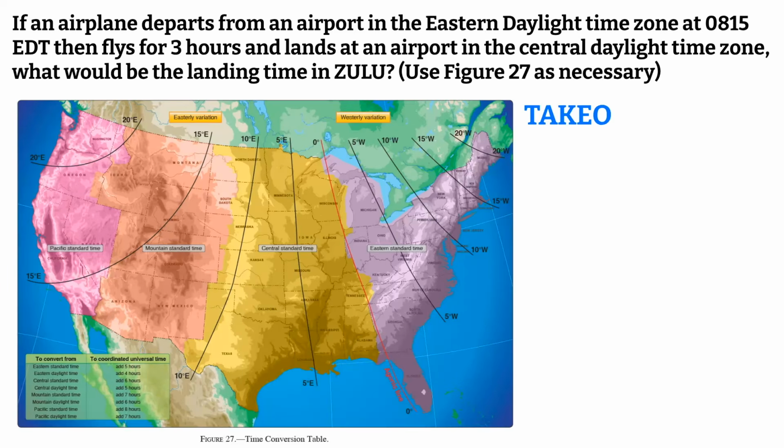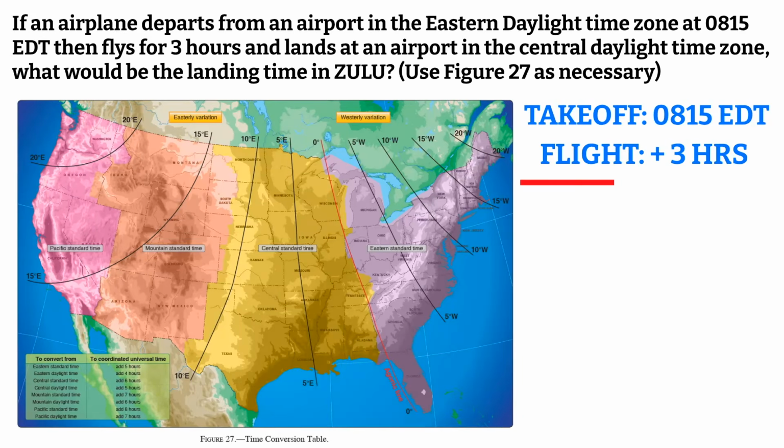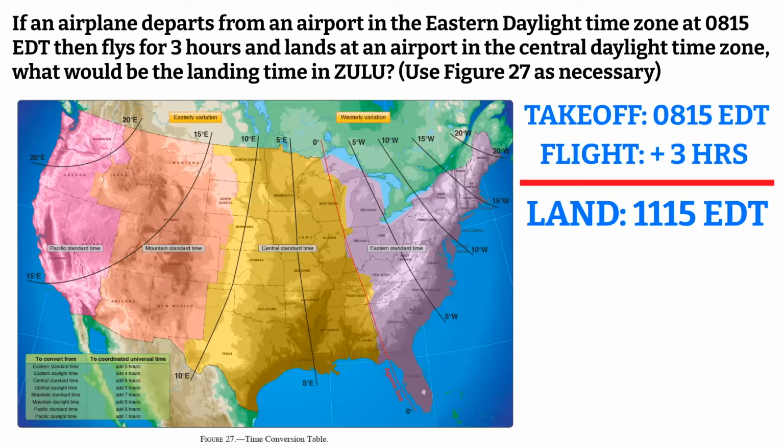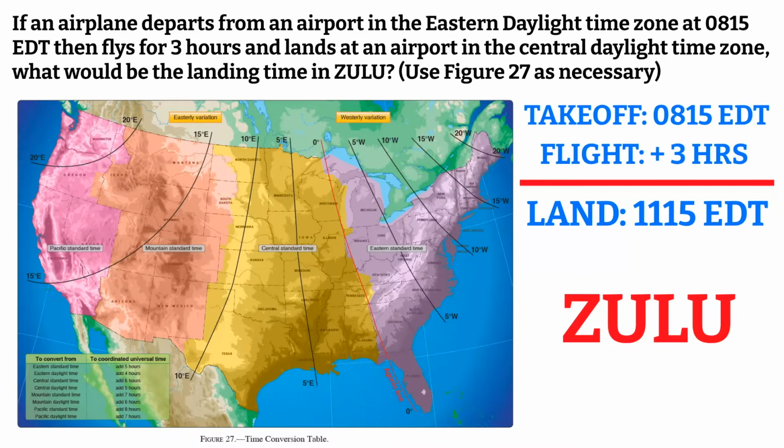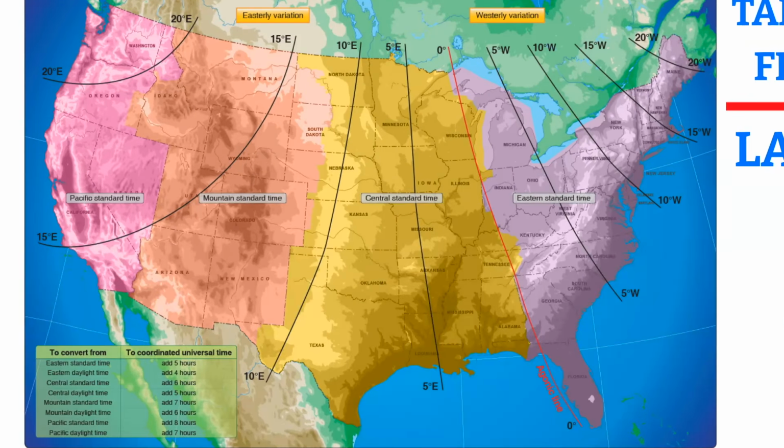Let's see, our takeoff time is 0815 Eastern Daylight Time, and then we flew around for 3 hours, so our landing time would be 11:15 Eastern Daylight Time, wouldn't it? Because 8:15 plus 3 hours equals 11:15. So all we have to do is convert to Zulu time, and this is super easy. All we have to do is look at figure 27, where the FAA basically gives us the answer here.